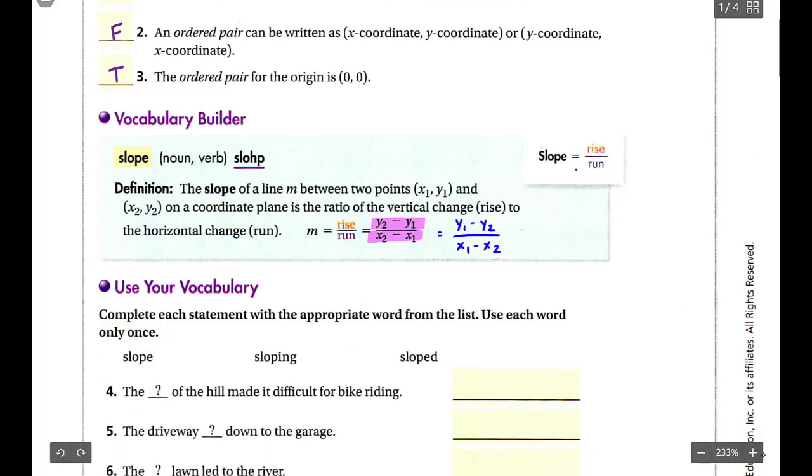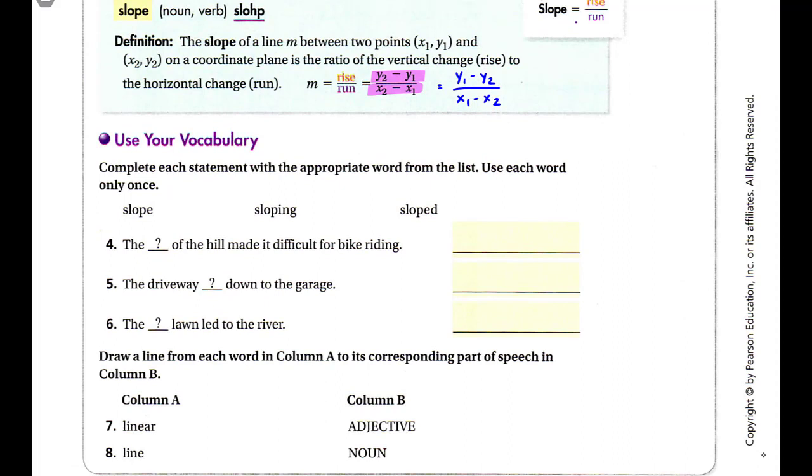I'm going to skip the use your vocabulary once again, using different forms of slope, and the same thing for 7 and 8. We're just talking about adjectives and nouns.